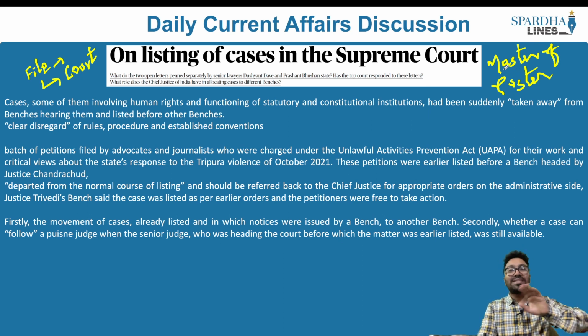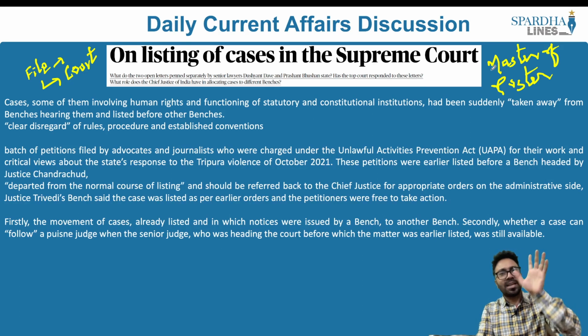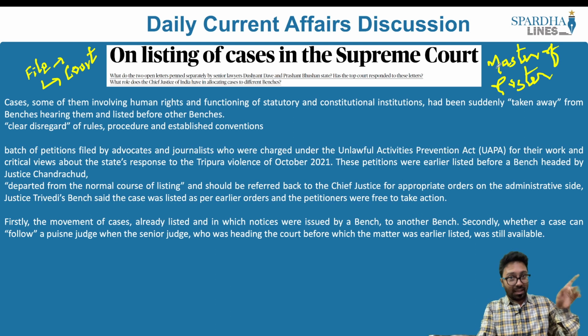And when it comes to the state level, we have the Chief Justice of the relevant High Courts who will once again be the Master of the Roster. At the Supreme Court level, it is the Chief Justice of India. At the relevant High Courts, it is the Chief Justice of that High Court who will be the Master of the Roster. What do we mean by the Master of the Roster?